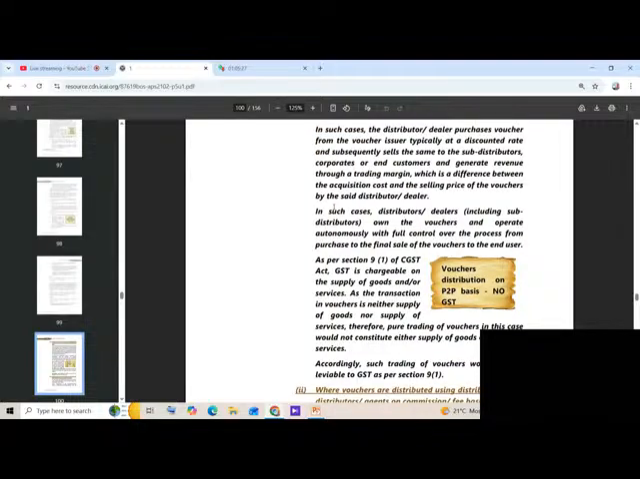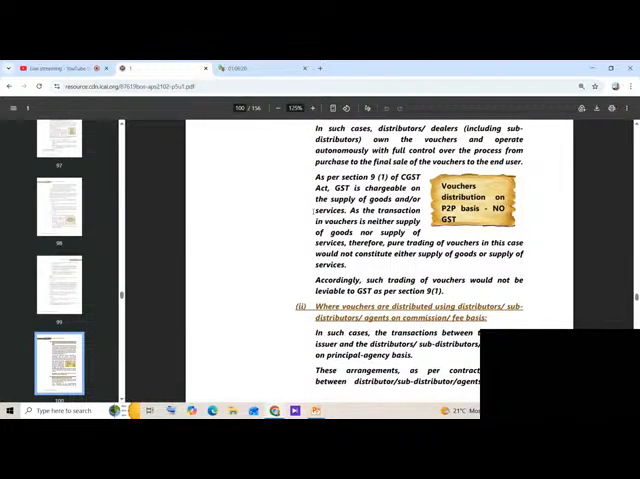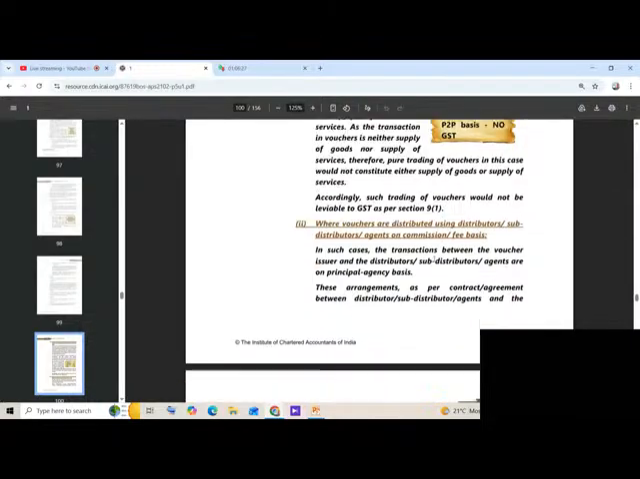In such cases, distributors and dealers, including sub-distributors, own the vouchers and operate autonomously with full control over the process from purchase to the final sale of vouchers to the end user. As per Section 9(1) of the CGST Act, GST is chargeable on the supply of goods or services, and the transaction in vouchers is neither a supply of goods nor a supply of services. Therefore, pure trading of vouchers in this case would not constitute either a supply of goods or a supply of services. Accordingly, such trading of vouchers would not be leviable to GST as per Section 9(1).